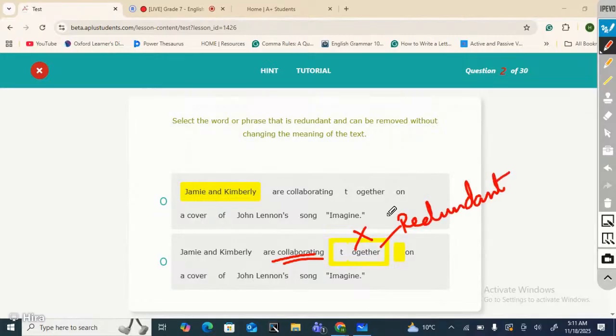Now you have selected the word that is redundant and that can be removed without changing the meaning of the text. Let's read the text without this word. Jamie and Kimberly are collaborating on a cover of John Lennon's song Imagine. So option 2 must be selected because it has the word that is redundant.